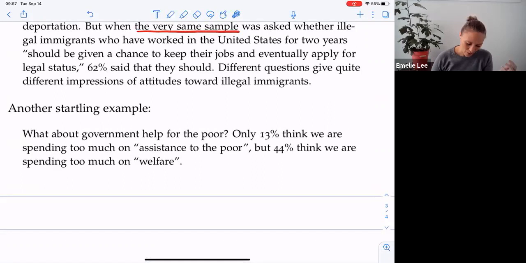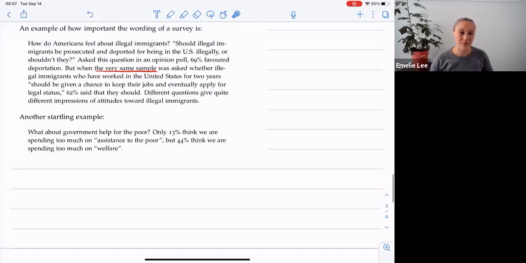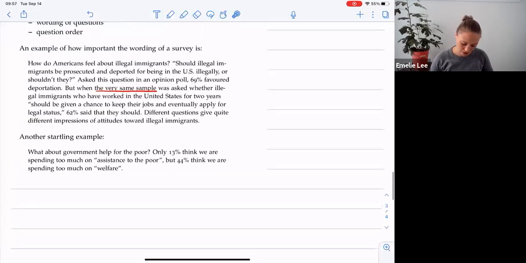usually, right? So government help for the poor, only 13% think that we're spending too much on assistance to the poor, but 44% think that we're spending too much on welfare, right? But assistance to the poor is welfare, right? These are the same thing, but depending on what word you use, you're going to get drastically different values here, right? And so that's just something to remember if you're in charge of collecting information, right?